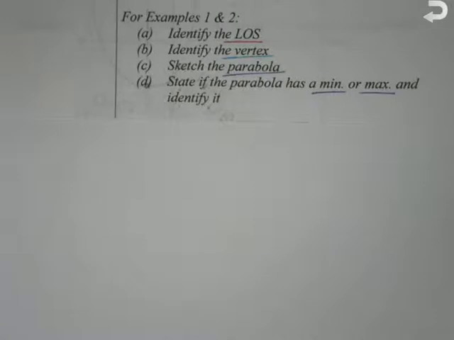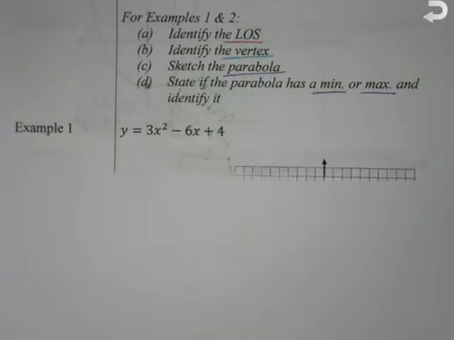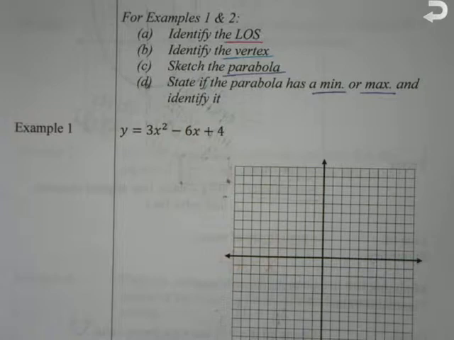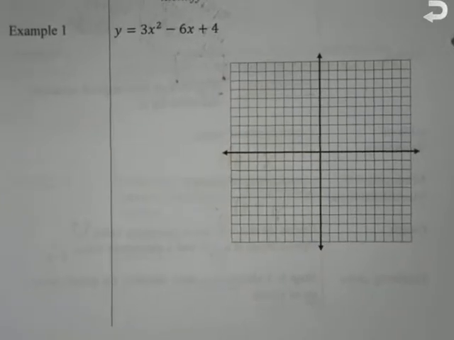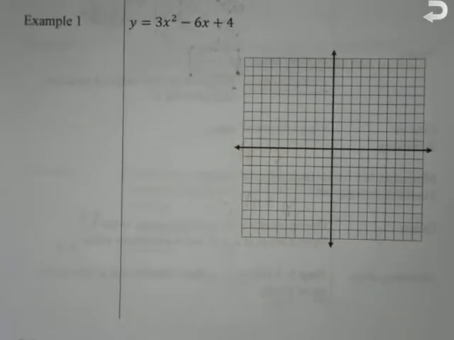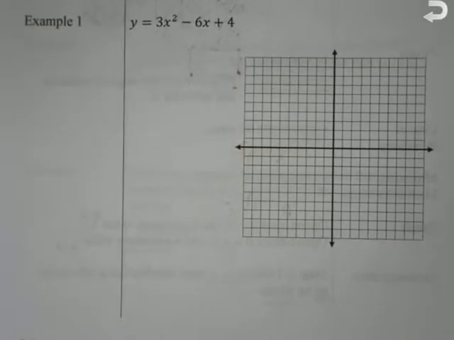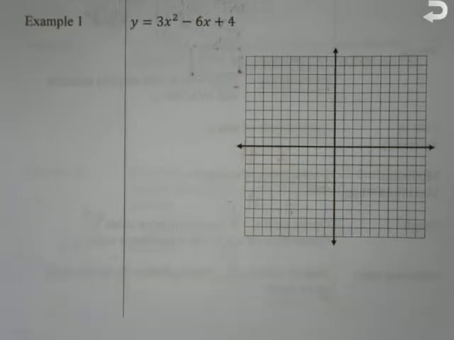Okay, so example 1. We have y equals 3x squared minus 6x plus 4. Draw a set of axes for me, and then we will do this one together. So, part 1, we want to find the vertex. We can't do anything until we have the vertex, okay? So, let's find the vertex. Let's label it.